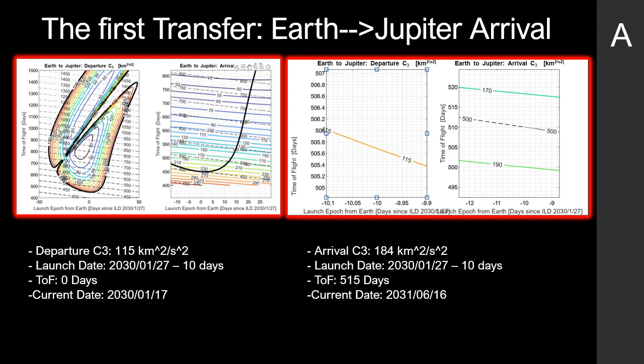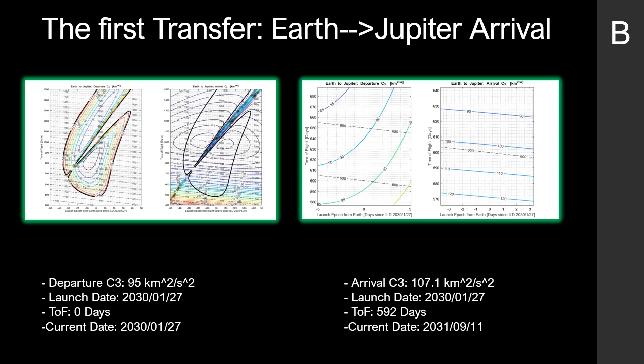Here on our first transfer from Earth to Jupiter in Arc A, we have a C3 of 115 on takeoff from Earth, and an arrival C3 of 184. We decided to choose a launch date 10 days before our pork chop plots have 0, and our time of flight is a total of 515 days.